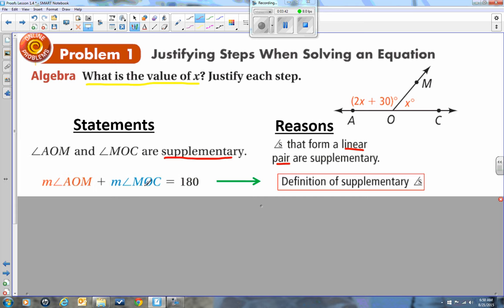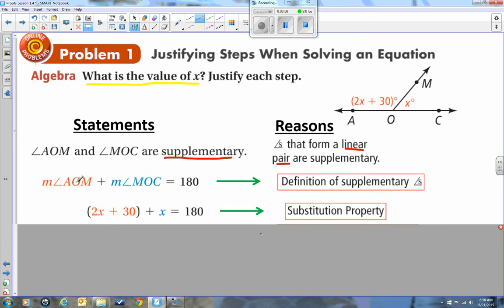Now I'm still trying to find the value of x. There's no x written here. What I can do is I can go back to my diagram, look at AOM. Notice it has 2x plus 30 degrees. So let's go ahead and substitute that in. Replace AOM with 2x plus 30 degrees. And substitute the MOC angle over here with the x.